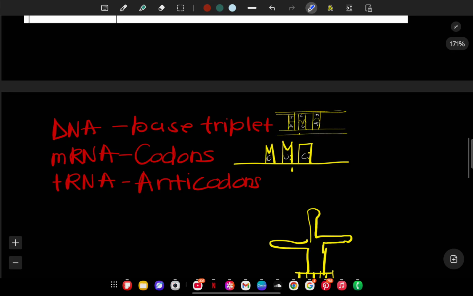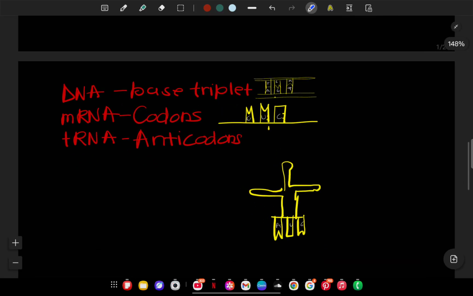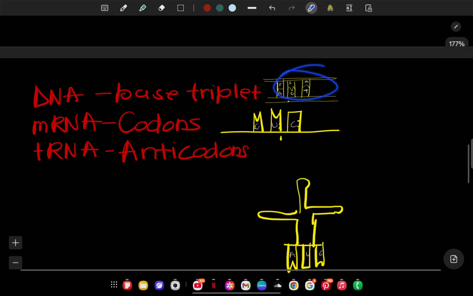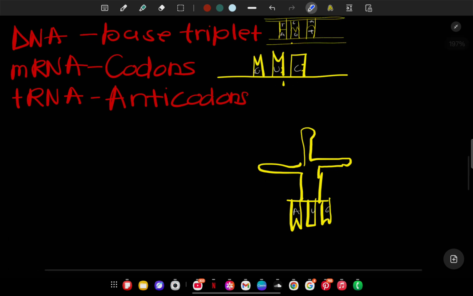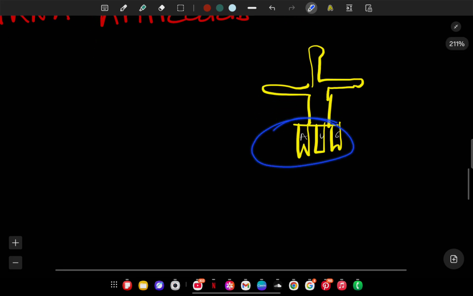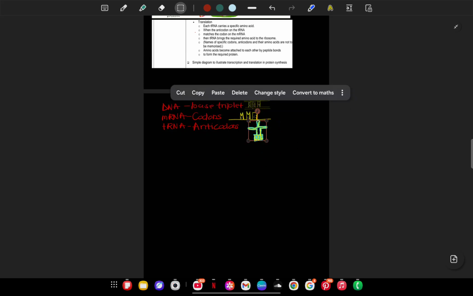So when these nitrogenous bases are sitting in triplets, in DNA we call them base triplets, and if they are sitting in threes in mRNA we call them a codon. Sitting in threes in tRNA we call them an anticodon. So yeah, it's easy, it's not rocket science. Don't confuse the terms, they mean completely different things.